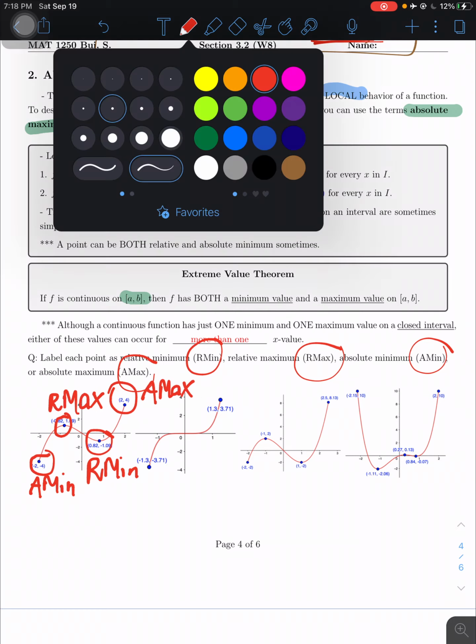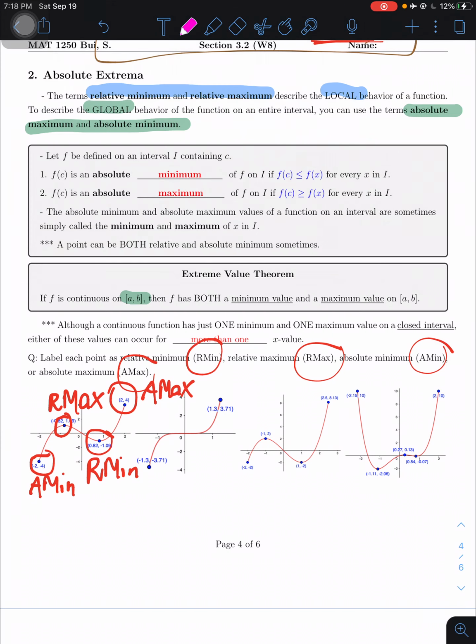Okay, for the second picture, let me put it in pink so that it doesn't get confused with the others. This point here is the highest point of all, so it's going to be A max. The outer one is going to be A min because it's the lowest point. And then we don't have any relative max or relative min, right? Because we don't have any loop in there.